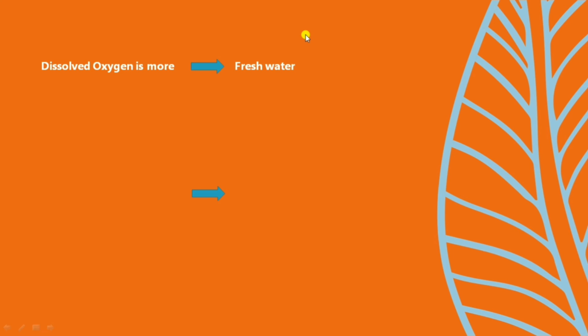But what's the other case? When the dissolved oxygen is less, that will be polluted water. The microorganisms cannot do their activities in a satisfactory manner, and the waste will accumulate in the aquatic ecosystem, and that naturally leads to pollution. That is, when the dissolved oxygen is less, that is related to polluted water, and when the dissolved oxygen is more, that is related to fresh water. Please keep this in mind.